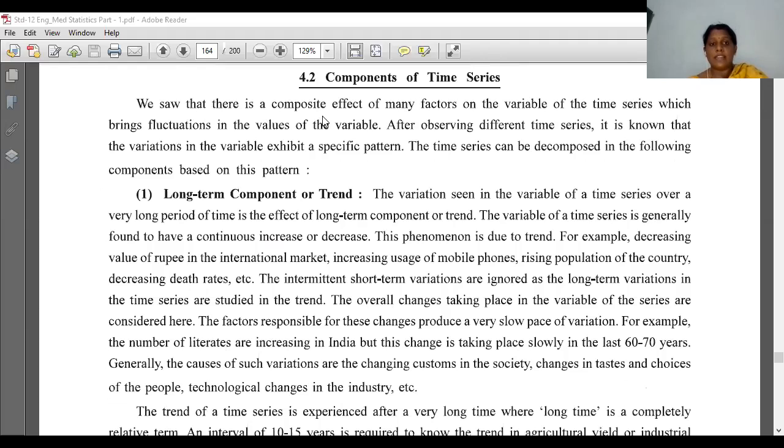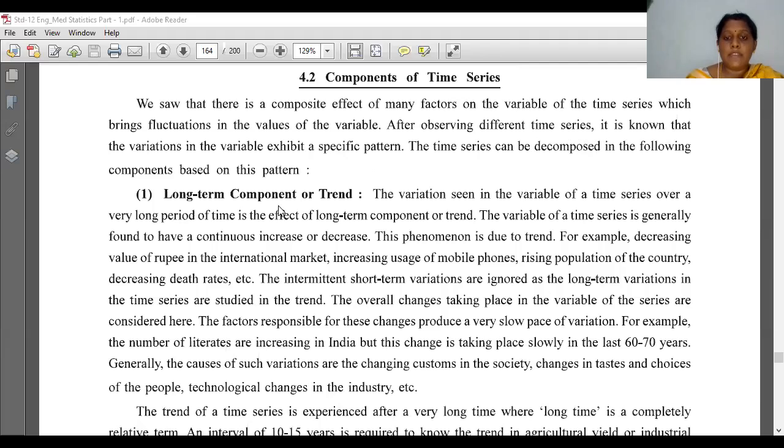We saw that there is a composite effect of many factors on the variable of the time series, which brings fluctuations in the values of the variables. After observing this time series, it is known that the variations in the variable exhibit a specific pattern. The time series can be decomposed into the following components based on this pattern. Now, the long-term component or trend.